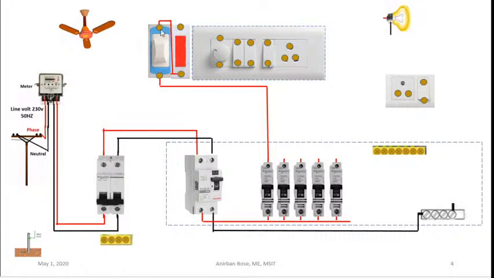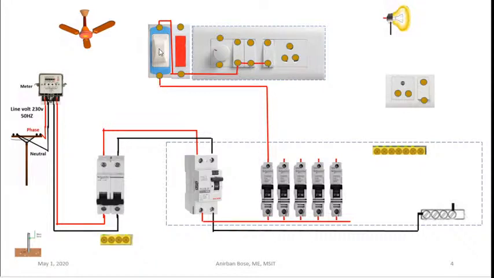Then from the other end of the fuse, you see the phase line goes to the indicator, one end of the indicator. And now you see this phase line from this end of the indicator goes to one end of the switch, and from there it goes to the other end of the second switch, and then the second switch, third switch. So one end of the switches is given this phase line.